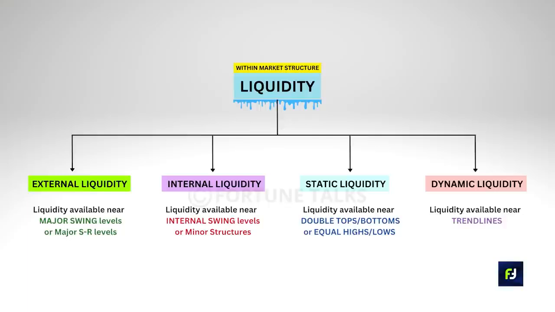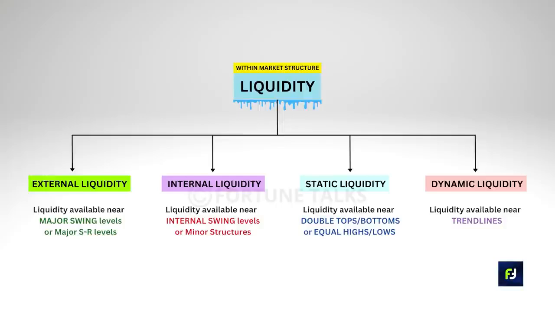As mentioned just now, external liquidity is the liquidity that can be identified above a range high or a range low, previous high or a previous low, or swing high or swing low. Internal liquidity, on the other hand, is the liquidity created within a range high and range low, previous high and previous low, or a swing high or a swing low.